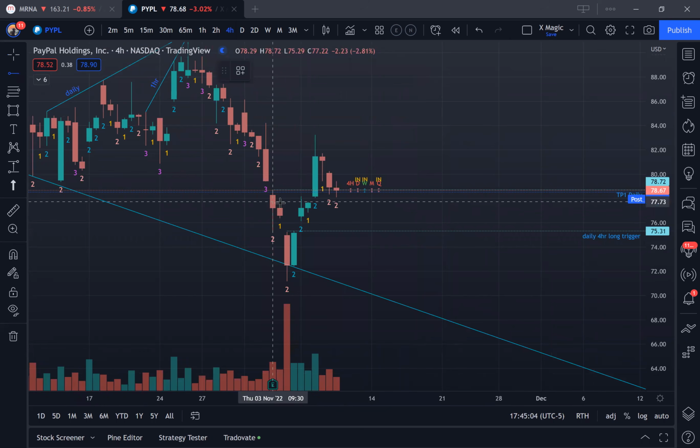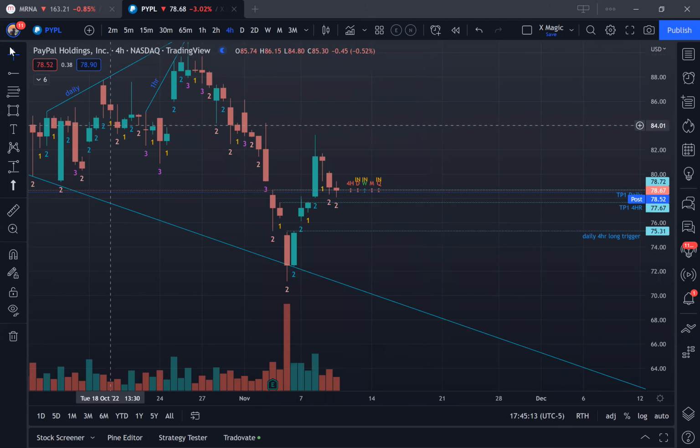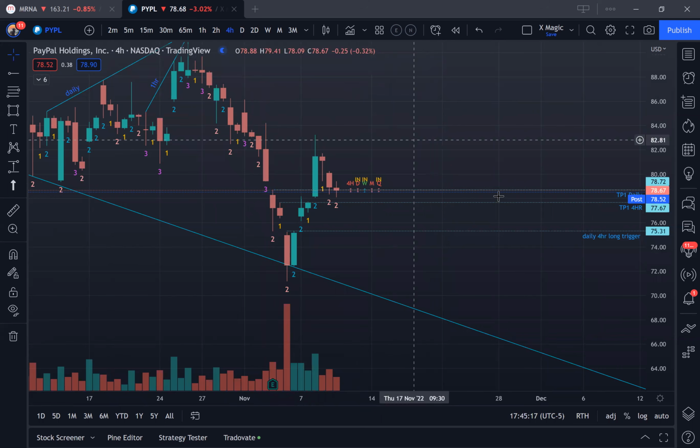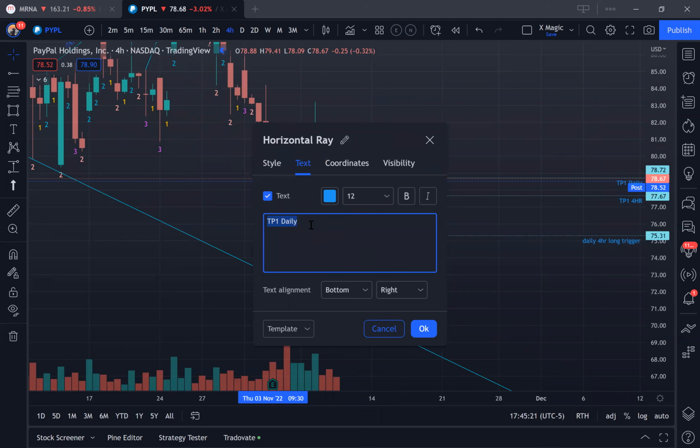For the 4-hour, there's your TP1. And then TP2 on the 4-hour is the daily TP1. So if they sync up, I'll just do this and 4-hour. That way I know.